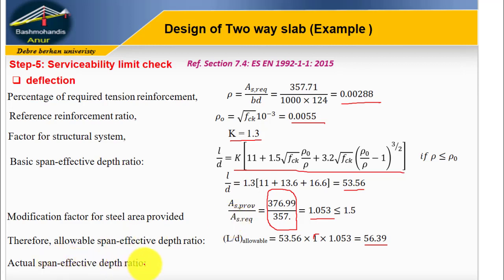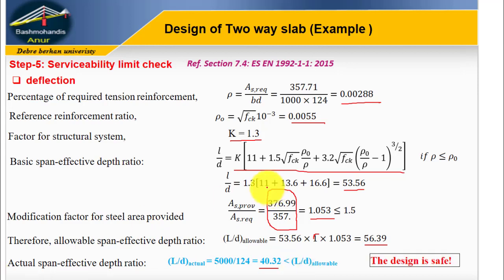Actual span effective depth ratio: L over D actual means we take LX over D, where D is the depth in the shorter direction. LX is 5000 mm and dx is 124, therefore this equals 40.32, which is less than L over D allowable that we calculated. Therefore the design is safe for deflection.